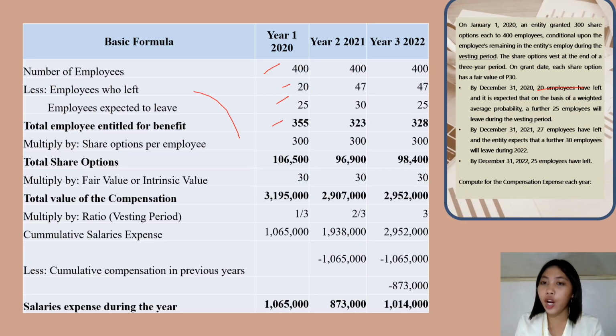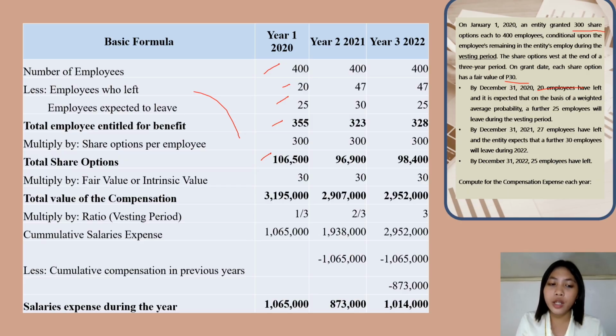Multiply it by the share options. How many share options? We have 300 share options. So you multiply and you come up with 106,500. Multiply that by our fair value, which is 30. The total compensation is 3,195,000. Multiply that by the vesting period. For the vesting period, we use 3 because it is given, a 3-year period. So we multiply by 1 divided by 3, and we have 1,065,000.